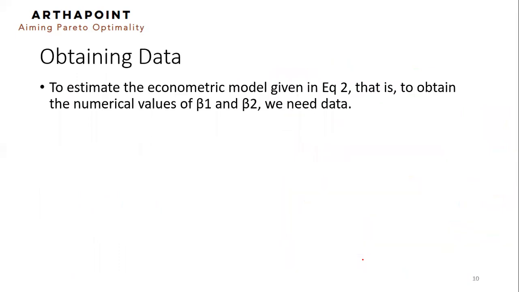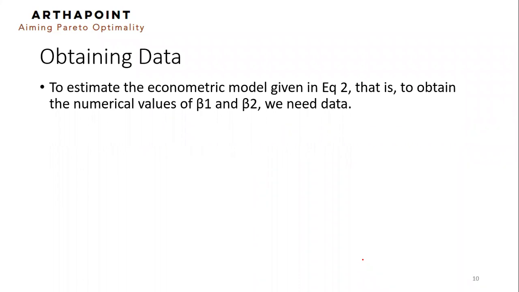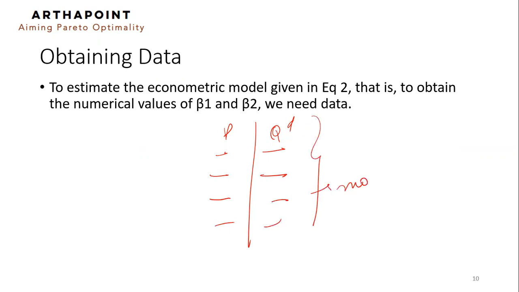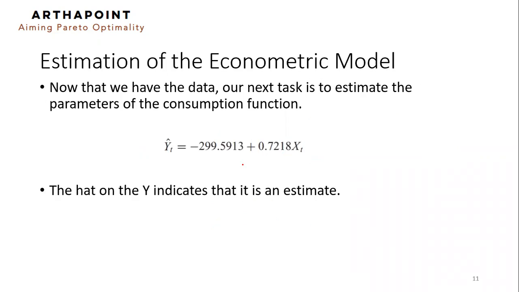Now, the next thing is obviously to obtain data. To estimate these beta 1s and beta 2s and to get the relationship between y's and x's, we need data. You have to tell me that when price was this, what was quantity demanded? When price was this, so that I can make a model on this. How to make a model, how to do modeling, is covered as part of this course. Once that is done, you will predict the values. You will come up with a relationship.